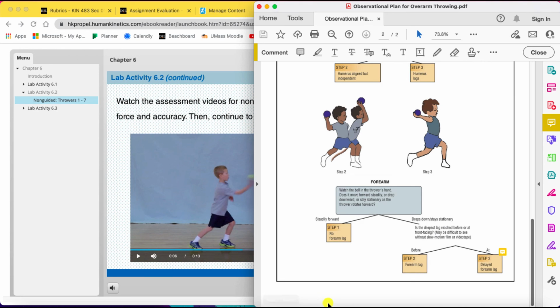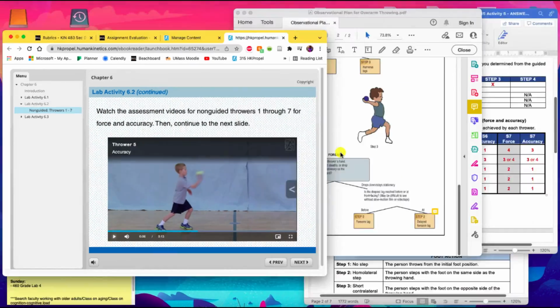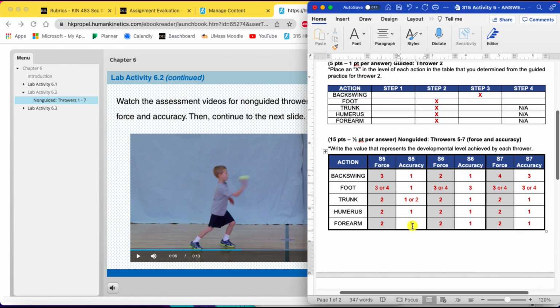And then for the forearm, step 1 is based on whether the forearm is moving continuously through its movement pattern. From here we can see as he starts moving, his forearm keeps going. It never really has a point where it's stopped. So that's how we get a level 1 for both the humerus and the forearm.